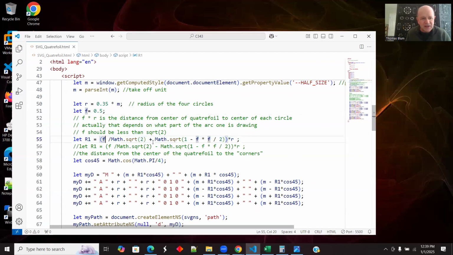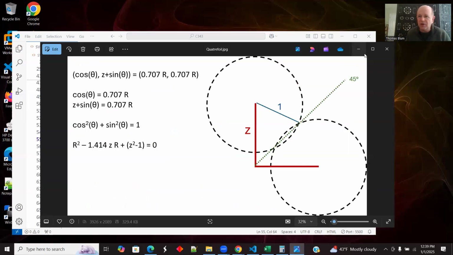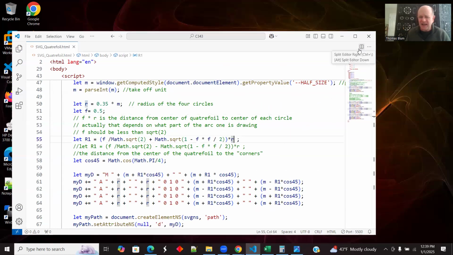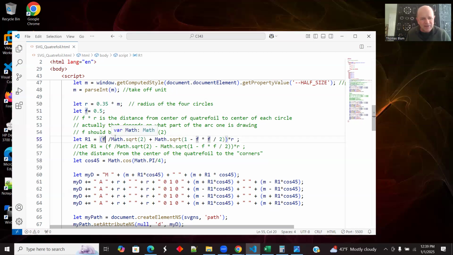Okay, and so we can see here this quadratic formula, and then my quadratic formula is some number, and then I scale that by this radius. So in my image here, my radius is 1, but then everything must be scaled by R. Okay, so my formula was f on the square root of 2 plus the square root of 1 minus f squared on 2.